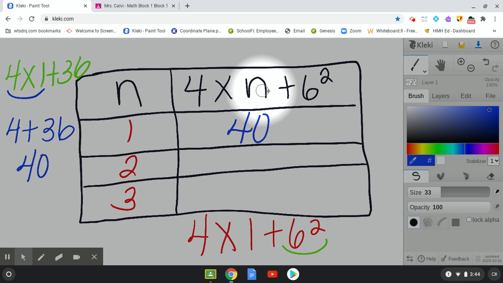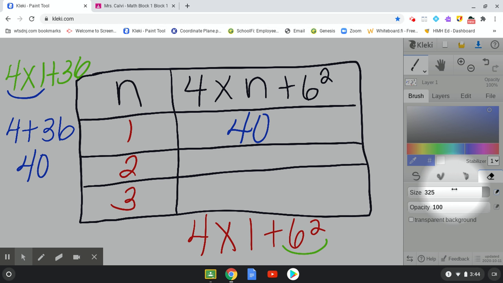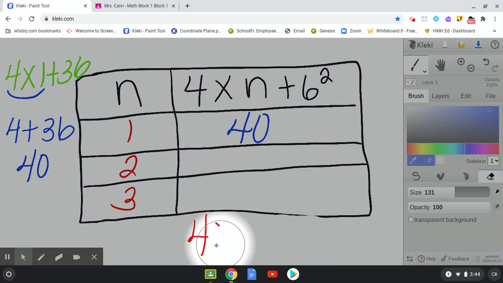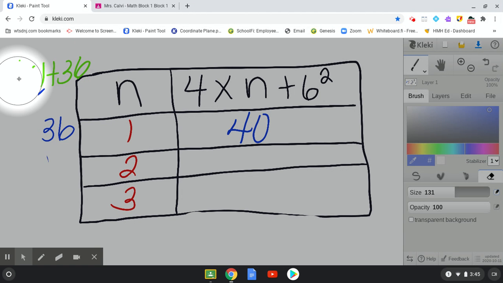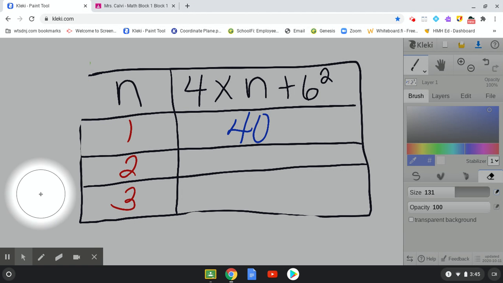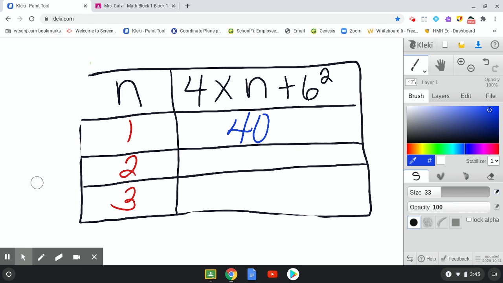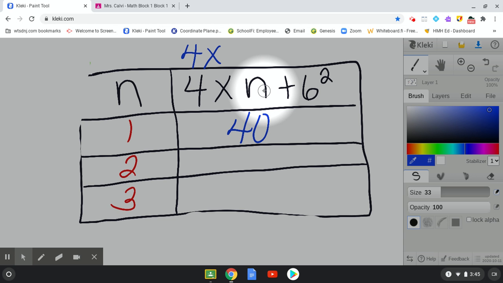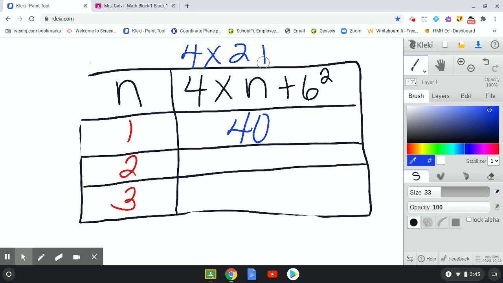Now I'm going to solve it again, but in place of n, this time I'm going to put the number 2 and solve. Okay, so let's do that. So now I am going to put my 4, the multiplication sign. Now in place of n, I'm now plugging in 2. Put my plus sign and my 6 squared.